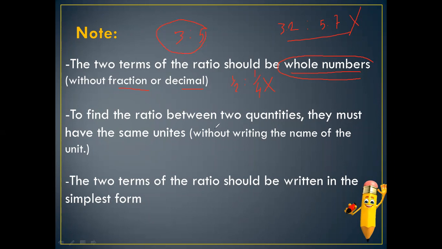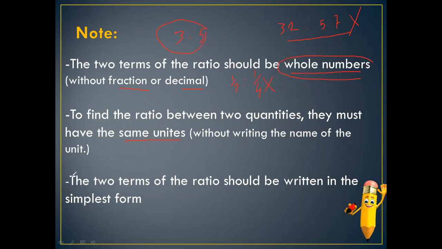To find the ratio between two quantities, they must have the same units. We said before, both of them must be kilograms, both of them milliliters, both of them kilometers, centimeters, decimeters, so the same unit.